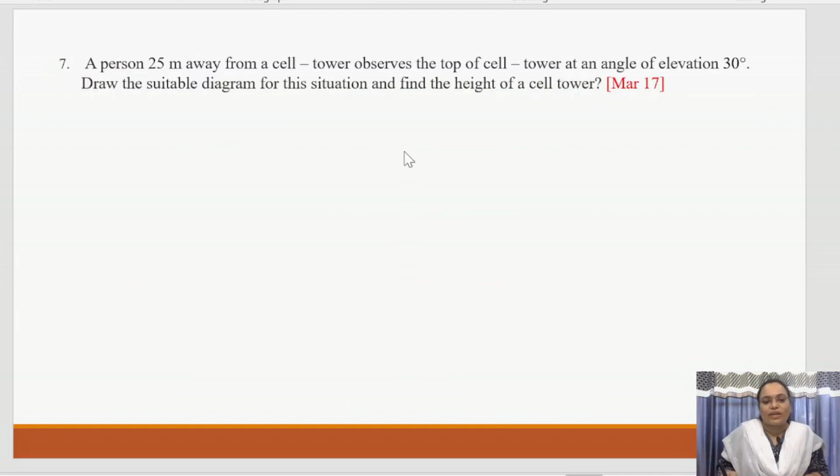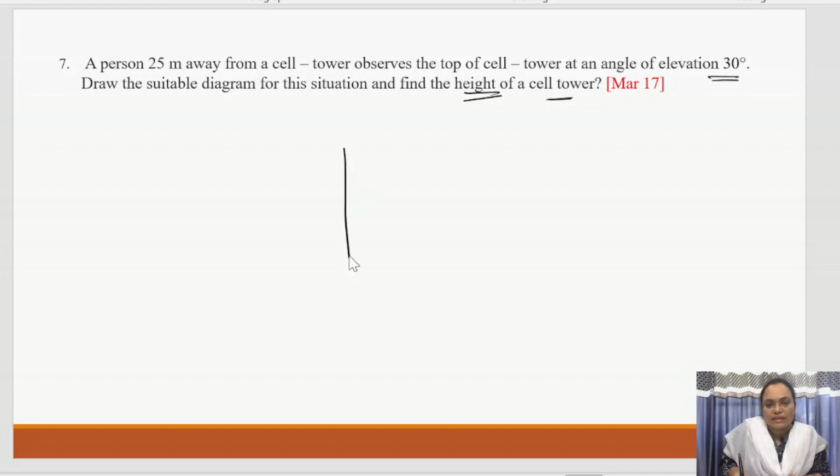So see the next question. A person 25 meters away from the cell tower observes the top of the cell tower at an angle of 30 degrees. Draw the suitable diagram for the situation and find the height of the cell tower. See the question. A person 25 meters away from the cell tower.